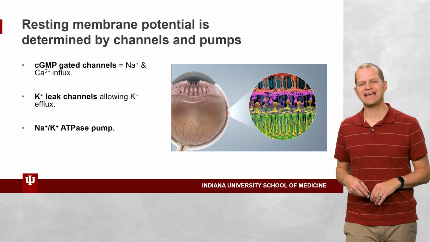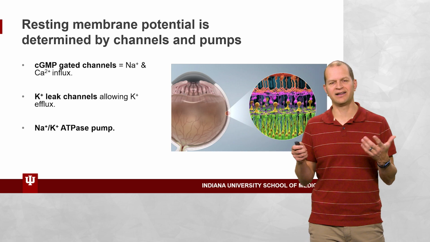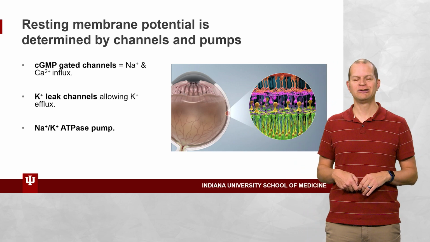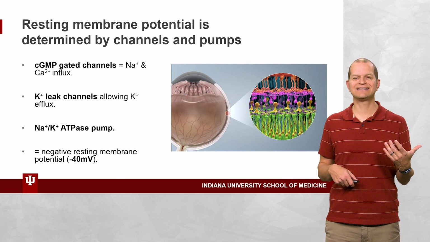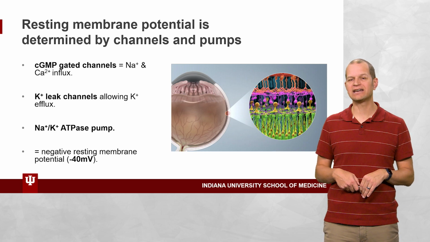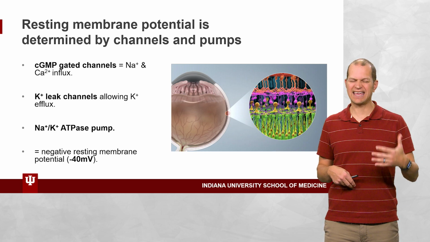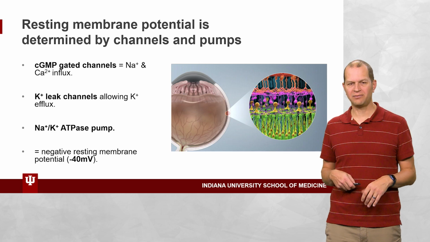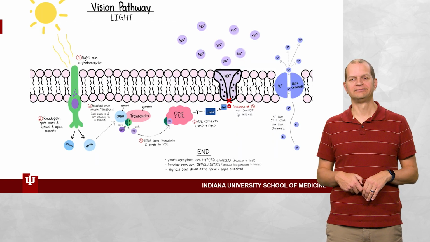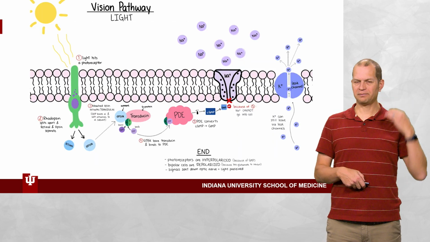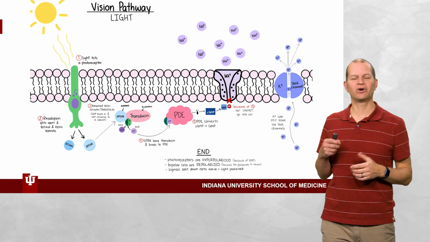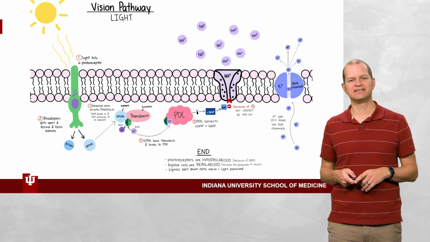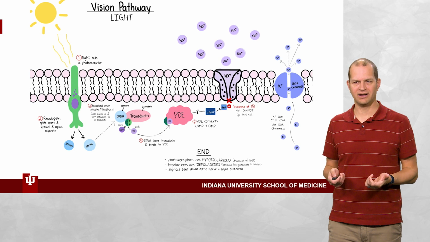And there's the sodium-potassium ATPase pump, just like on a regular neuron. Ultimately, this causes a negative resting potential of about -40. So it's not as negative as a typical neuron, but it's still negative. And so here is a diagram that shows everything that we're going to talk about on the rest of this video. There is a lot going on here.